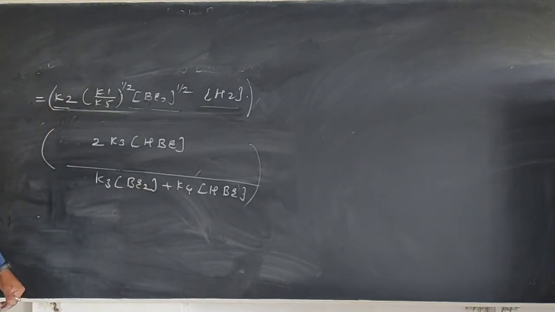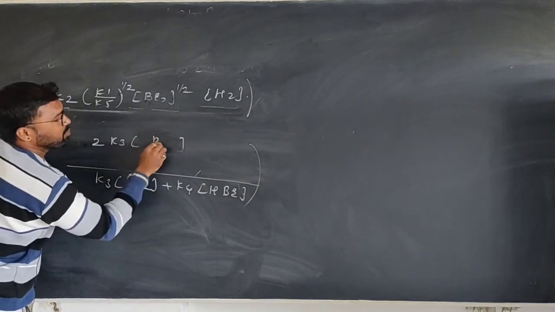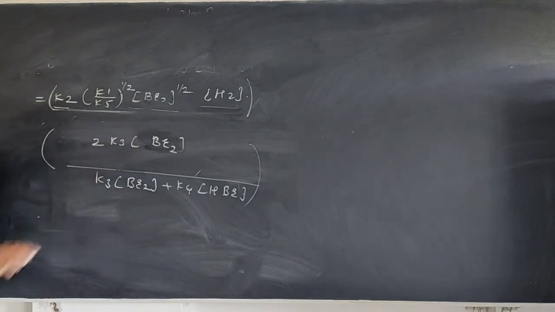Twice into K3 HBr here Br2, right? K3 into Br2. Now it is correct, right? K3 into Br2, no any problem. Taking multiplication of this term, right?